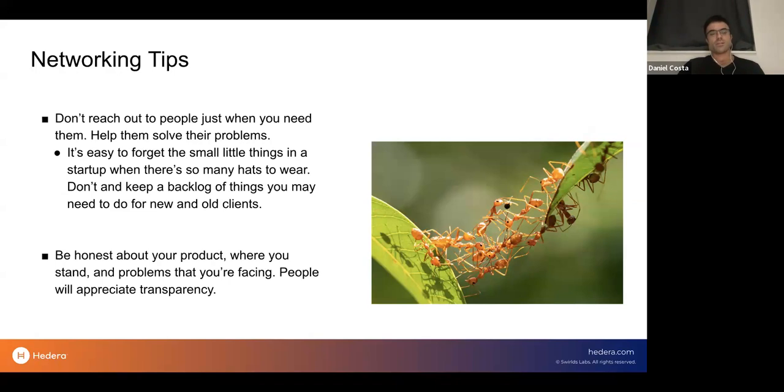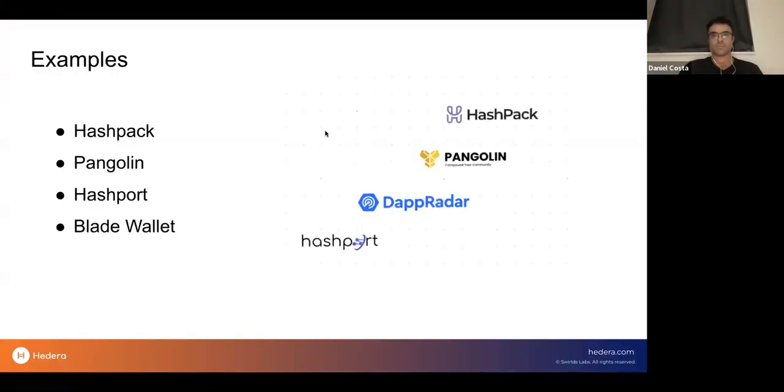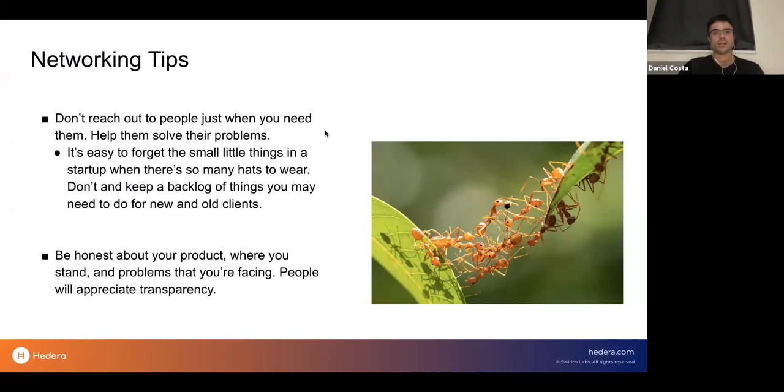Another thing I notice as well, sometimes not always easy to do: don't reach out to people just when you need them. Help them solve their problems. It's easy to forget small things in a startup when there are so many hats to wear, right? So if you have a client who is reaching out for something or has a little problem, make sure you write it down, in the backlog or whatever you want to use, and go back to it. Making sure you don't forget those clients is really important. You can't just get them, you have to keep them.